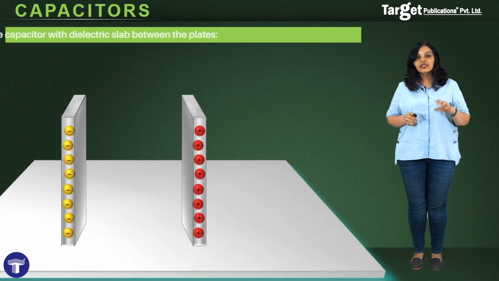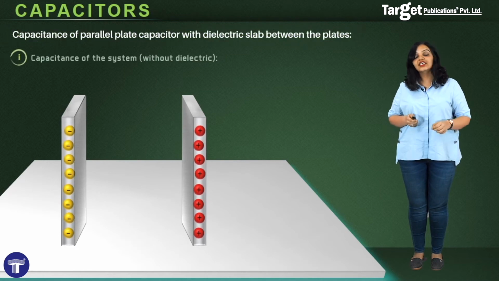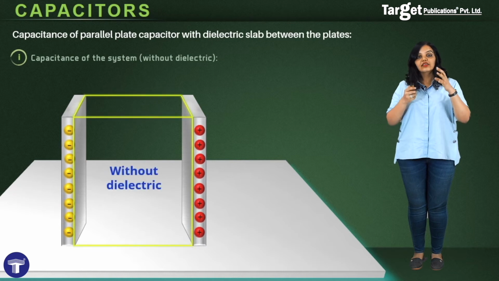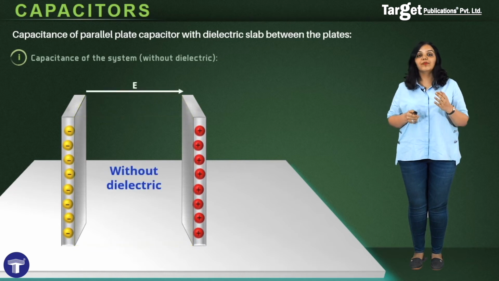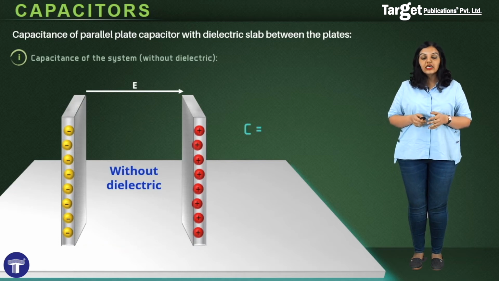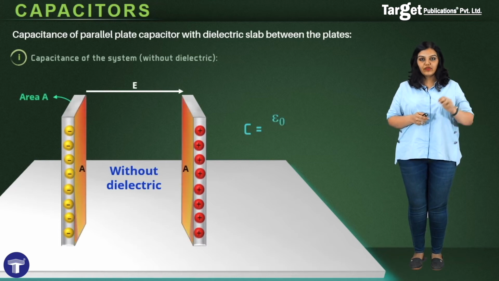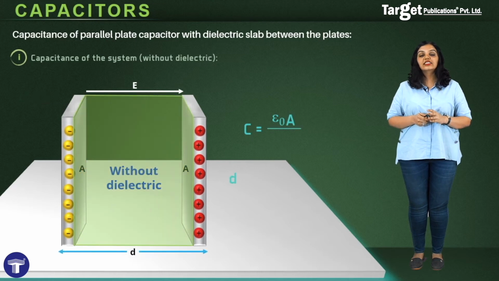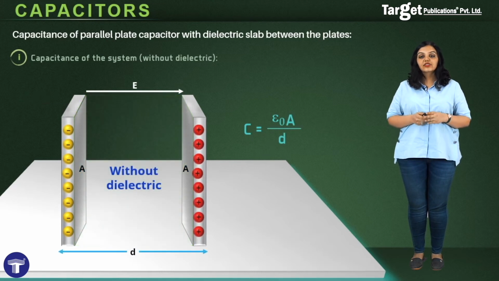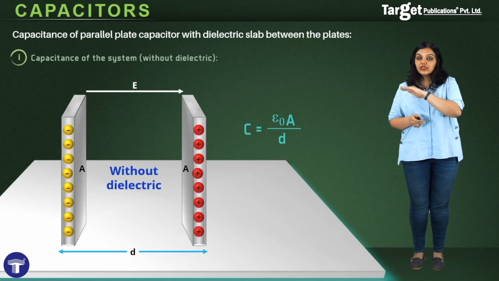So now let's write down the capacitance of a parallel plate capacitor in various cases. The first case we already know is the case when there is no dielectric between the two plates, that is when it is filled with vacuum or free space. So in case of this situation where there is no dielectric, we know that the capacitance is given by epsilon naught into A, where A is the area of the plates, divided by D, where D is the distance between the plates.